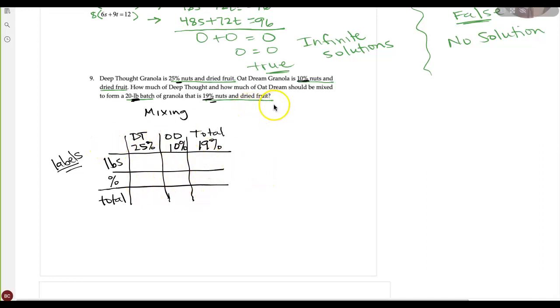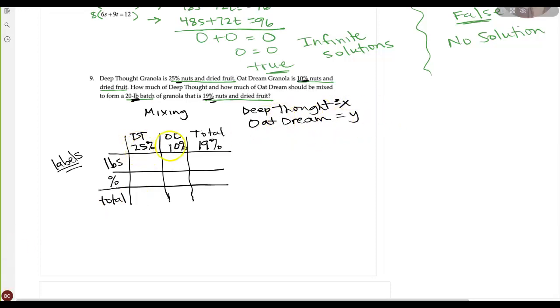So I need to assign variables though. I need to say what's what in here. I'm saying my Deep Thought, I'm going to call X, and my Oat Dream, I'm going to call Y. You can use whatever variables you want, but those are the ones I'm choosing to use.